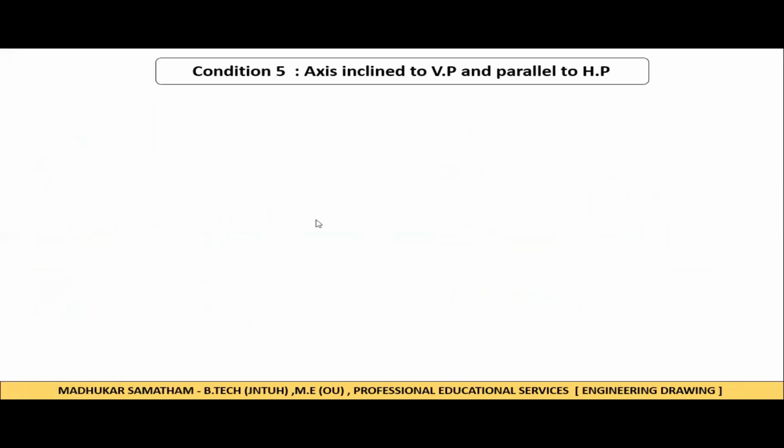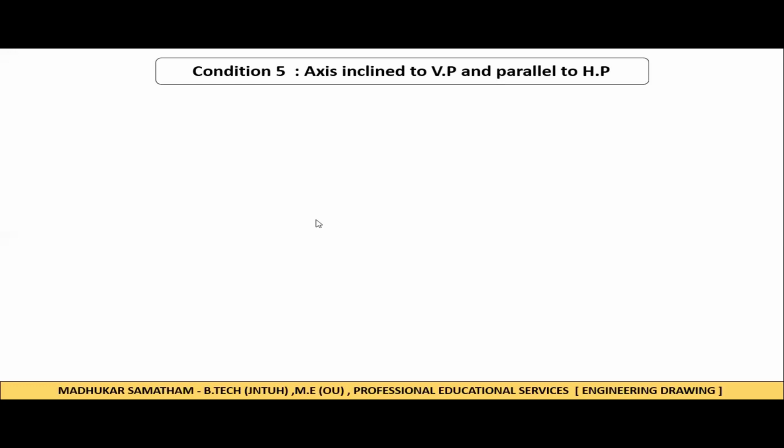Now condition 5. In this, we will see a solid which has its axis inclined to VP and parallel to HP. In this condition, the solid is placed in such a way that its axis is inclined to VP and parallel to HP. Same as in the fourth condition, we will implement it here. First, we will consider that the solid is perpendicular to HP and parallel to VP, and then we will make the solid inclined to VP.